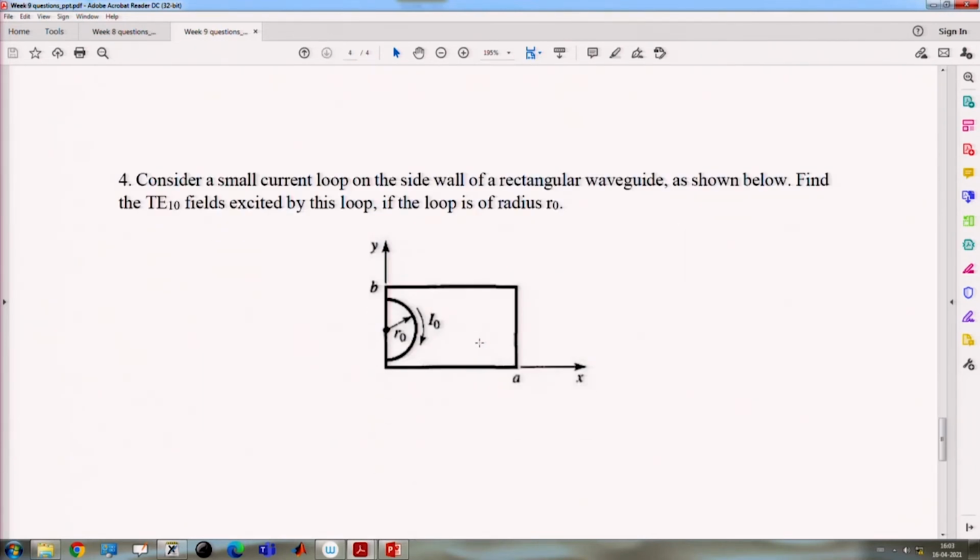So, next question is, consider a small current loop on the side wall of a rectangular waveguide. You can see this is the rectangular waveguide and here is one loop that has radius r naught and carries a current I naught. Find the T10 field excited by the loop. So, I have to find the T10 fields excited by the loop if the loop is of radius r naught.